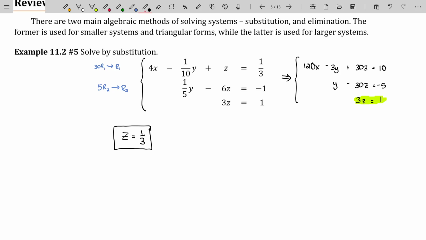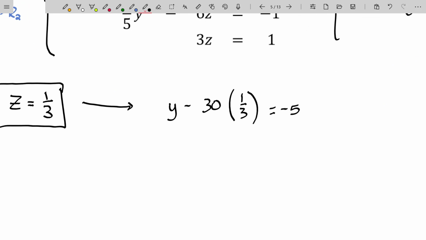And then I take that value of z and substitute it into the second equation, which is y minus 30 times z, which is 1/3, and that's supposed to be negative 5. Then you just go ahead and do your multiplications. So that's y minus 10 is equal to negative 5. Add 10 to both sides, and you get y is equal to 5.